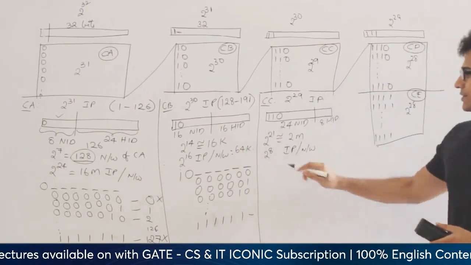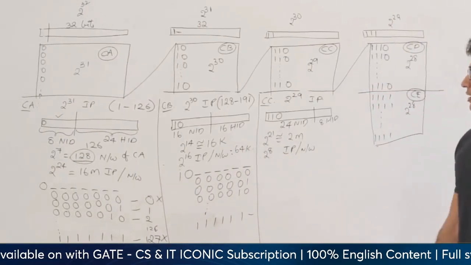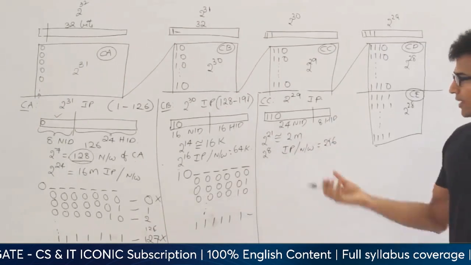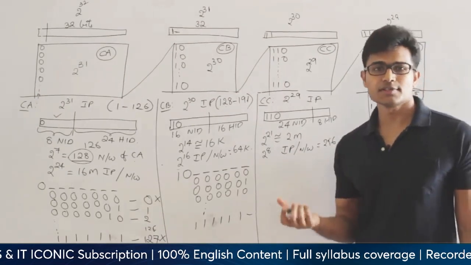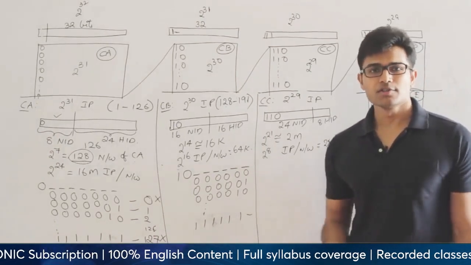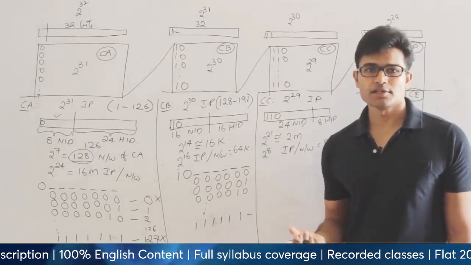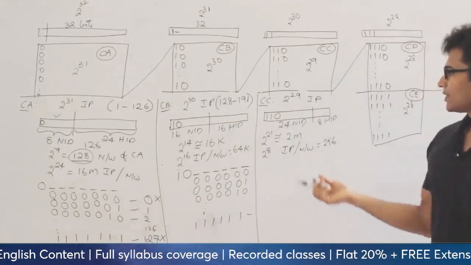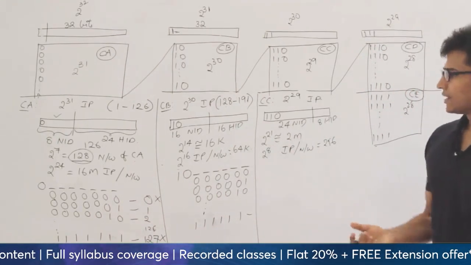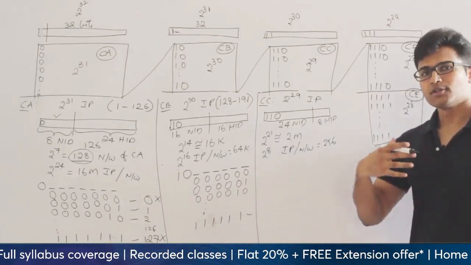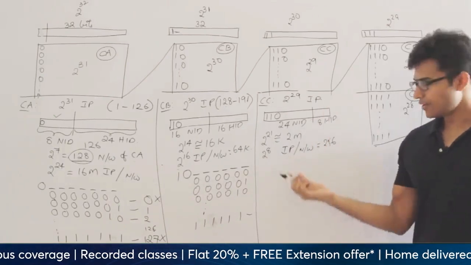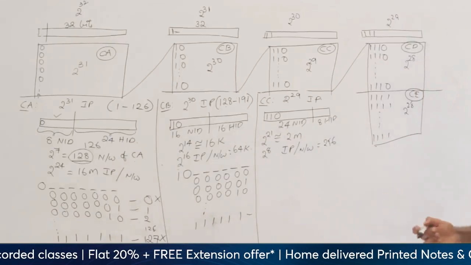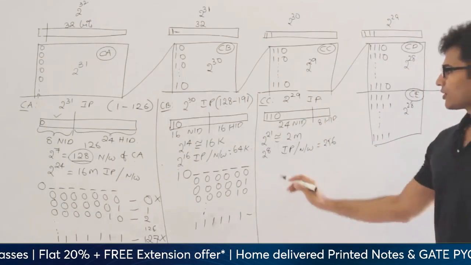Now what about class C? They contain roughly 2 power 8 IP addresses, which is nothing but 256 IP addresses. So if you buy a class C network, you are going to get 256 IP addresses. Who is going to use it? Small offices and small colleges like engineering colleges, small universities. Generally engineering colleges don't buy IP addresses like this, but the initial use was in universities, which used to buy class C.